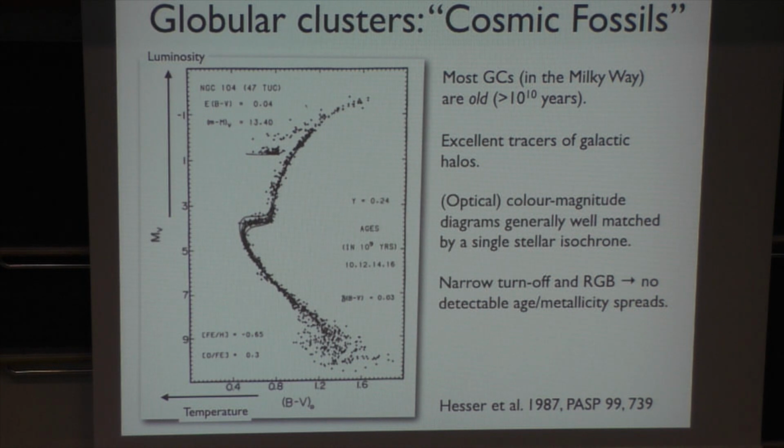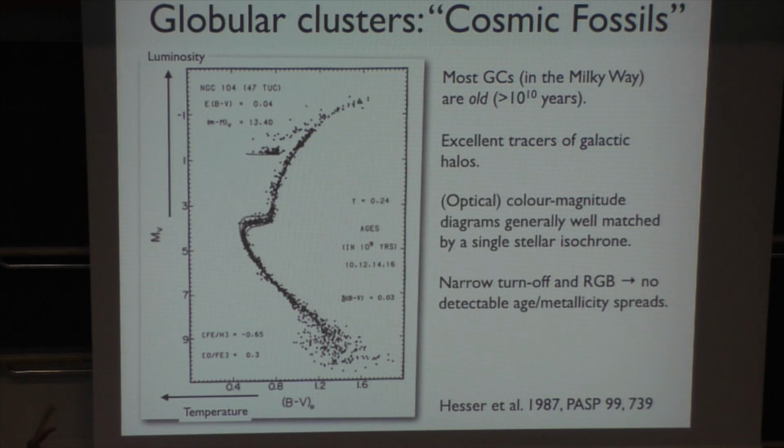So we think of globular clusters as some of the best examples we have in nature of simple stellar populations. That means stellar populations with a single age and a single metallicity, although as we'll also see later in the talk, the picture is again quite a bit more complicated than that.